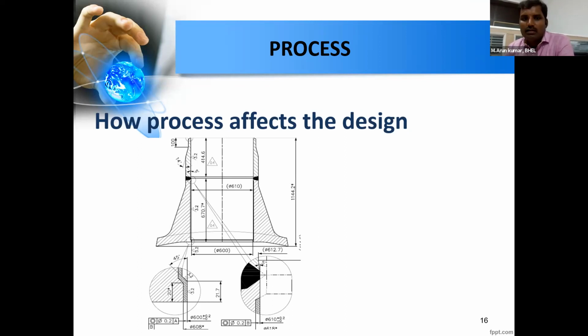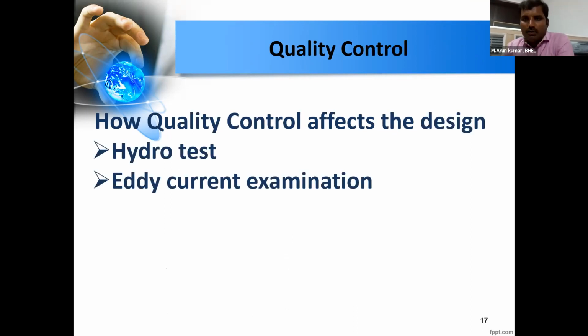We have done a lot of CFD for this modification, or reduction in ID of this particular material, and we came out from this problem. So this is how in nuclear industry, each and every small aspect of process affects our design, and the design has to be remodified. Then quality control.